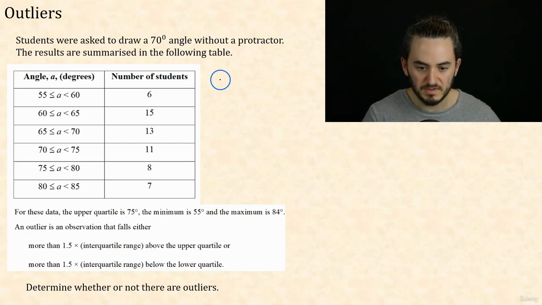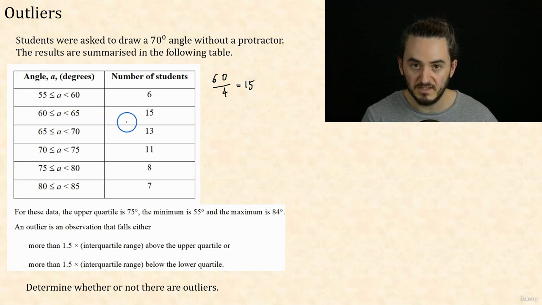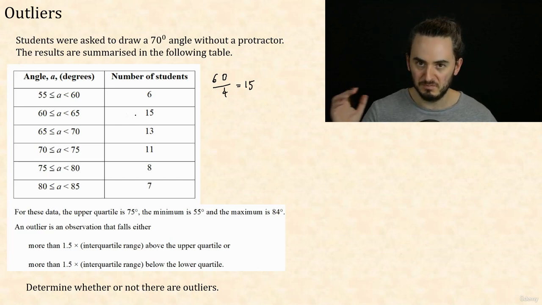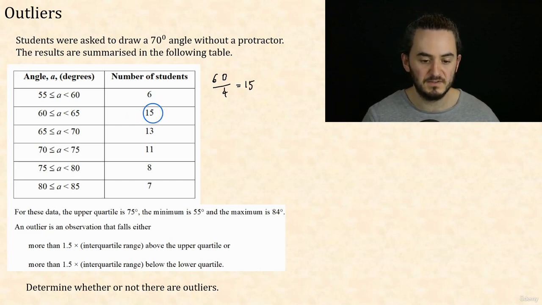So my lower quartile, remember we do 60 divided by 4, and it's 15. Now, when it's grouped data, remember, we don't do any sort of adding a half or rounding or anything like that. It's just number of students divided by 4, and that's it. So it's the 15th student.